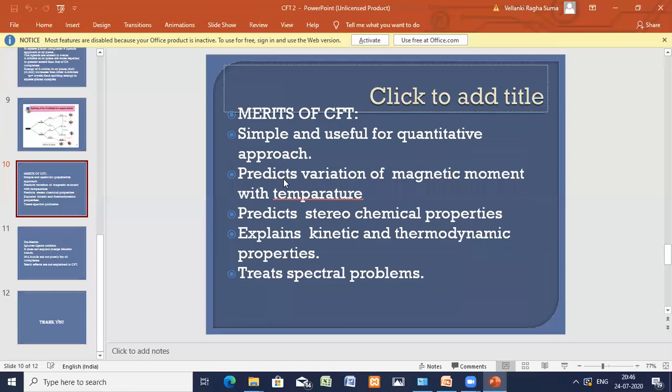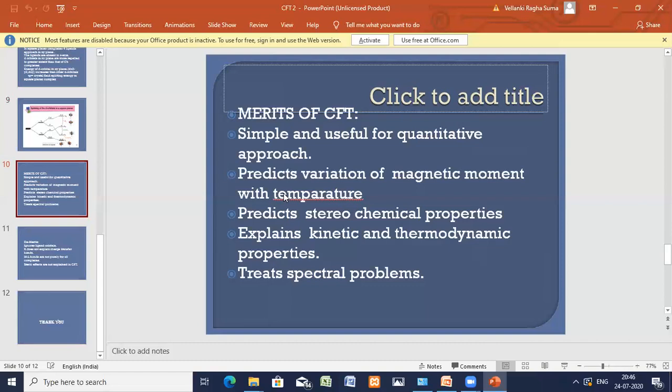It predicts the variation of the magnetic moment with the temperature. Previously, no theory, even the valence bond theory, could explain the magnetic moment change with temperature. It was able to give the magnetic property, but it couldn't explain the variation of the magnetic moment with the temperature. But CFT is able to explain it. And not only that, the detailed magnetic properties of the complexes are also explained.